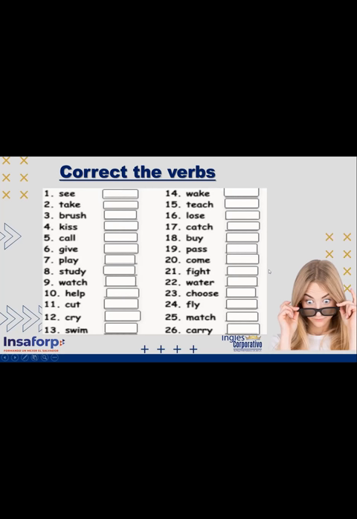Are we clear on that part, guys? Or is there any question? Clear, teacher. Clear as the water. That's good. Very good.